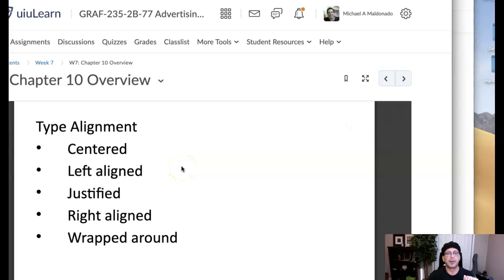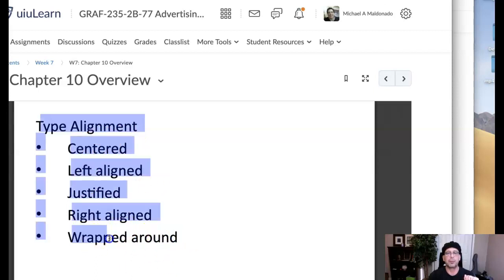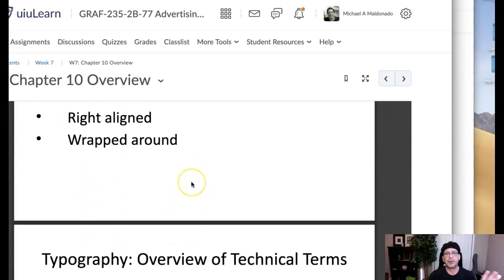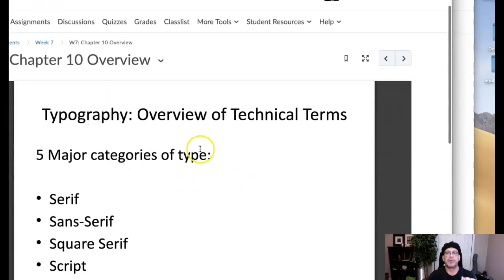Overview of technical terms. Let's talk about some more here. So centered alignment, we've talked about this. You guys know this, right? Type alignment: centered alignment, left aligned, justified, right aligned, wrapped. That's also known as word wrap. Okay, that's review. You guys know that. We've talked about that.